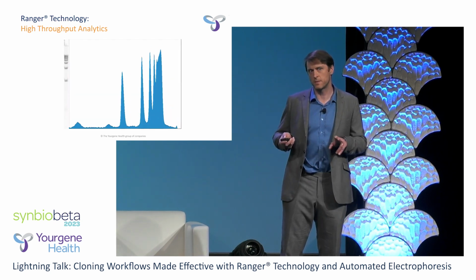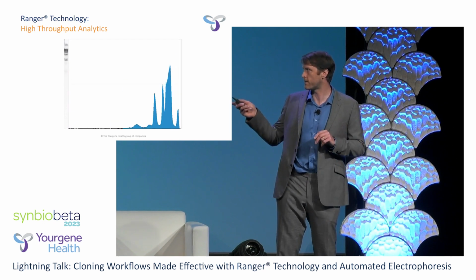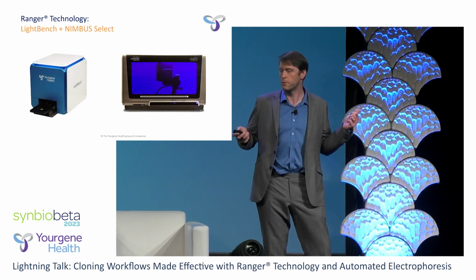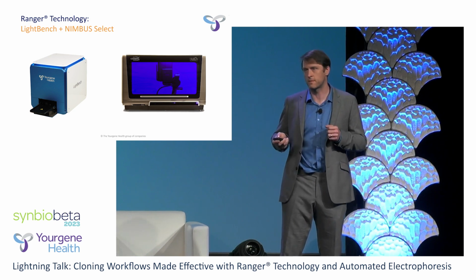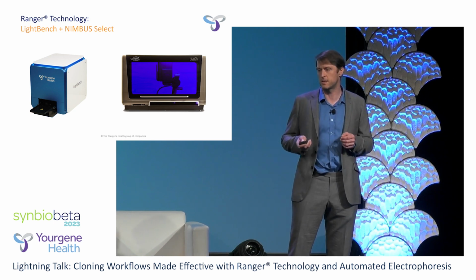Ranger technology comes in two flavors. On the left-hand side here, you can see the light bench. We've got one of those at the booth. And its bigger brother, the Nimbus Select, can do 8 times the number of samples of light bench, up to 96 size selections in a single run.